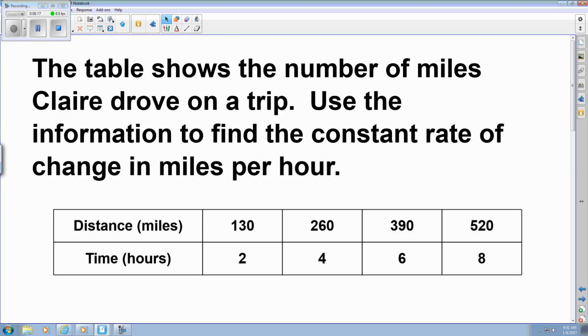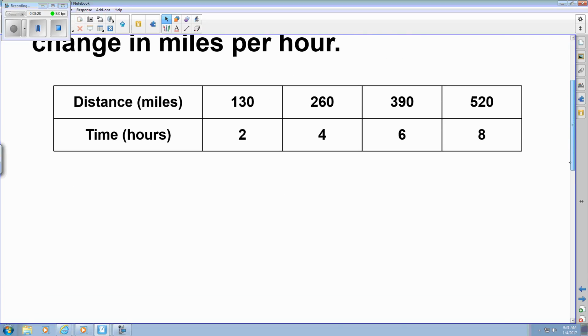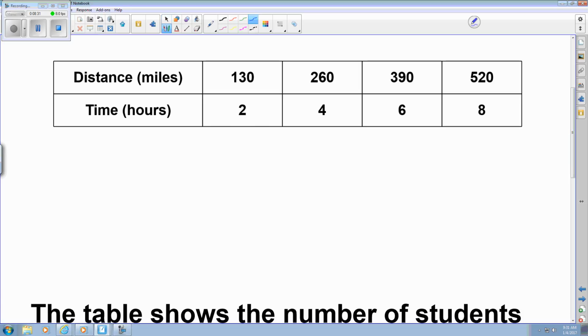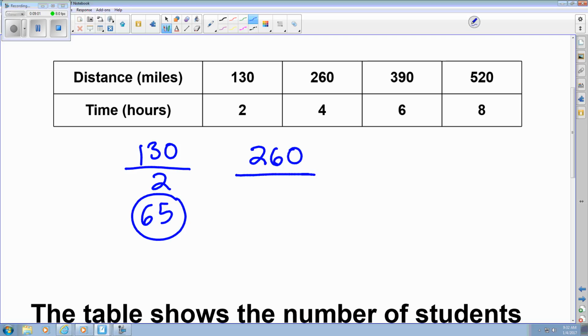The table shows the number of miles Claire drove on a trip. Use the information to find the constant rate of change in miles per hour. What's the first thing we're going to write? 130 divided by 2. And what is 130 divided by 2? 65. Let's write that down. What next? 260 divided by 4. And what do we get? 65.